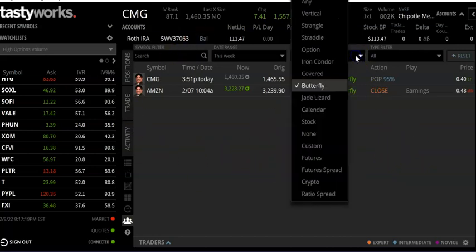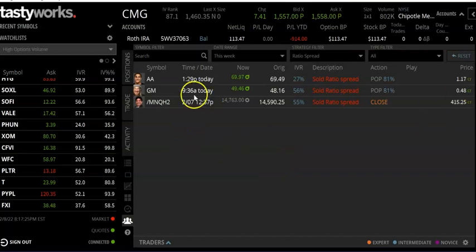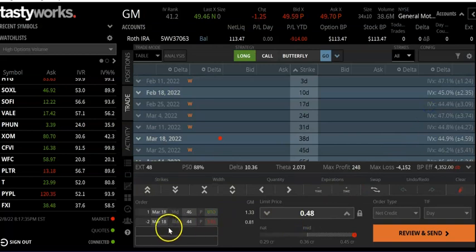Plus, you can also stick to very conservative strategies. For example, this is a ratio spread, right? So GM, okay. So we sold two and bought one.